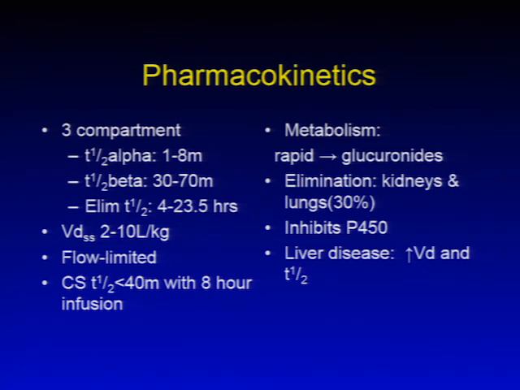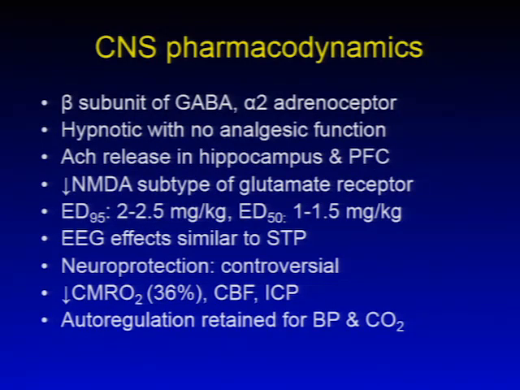Liver disease patients may have an increased volume of distribution and T half-life, but often this is not clinically relevant until very little liver reserve is remaining. The CNS pharmacodynamics: its effect is on the beta subunit of the GABA receptor as well as the alpha-2 adrenoreceptor. It is hypnotic but with no analgesic effect, so you have to take that into account when doing an induction.